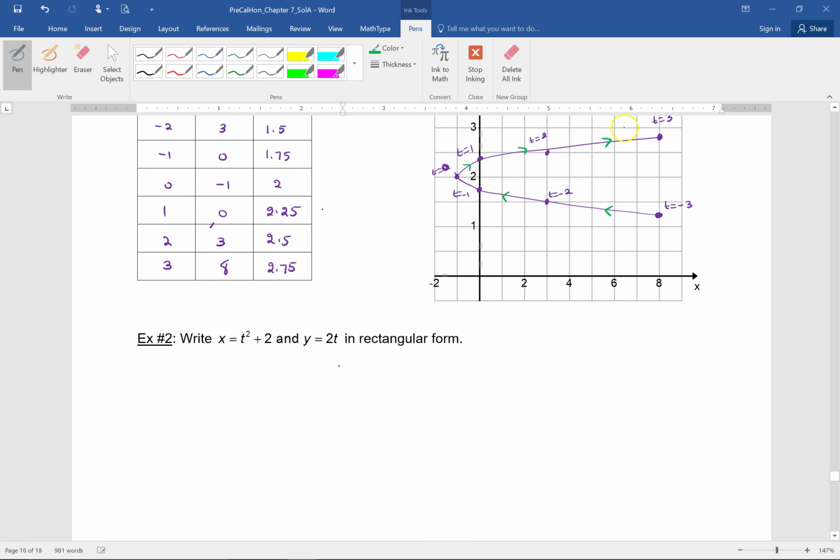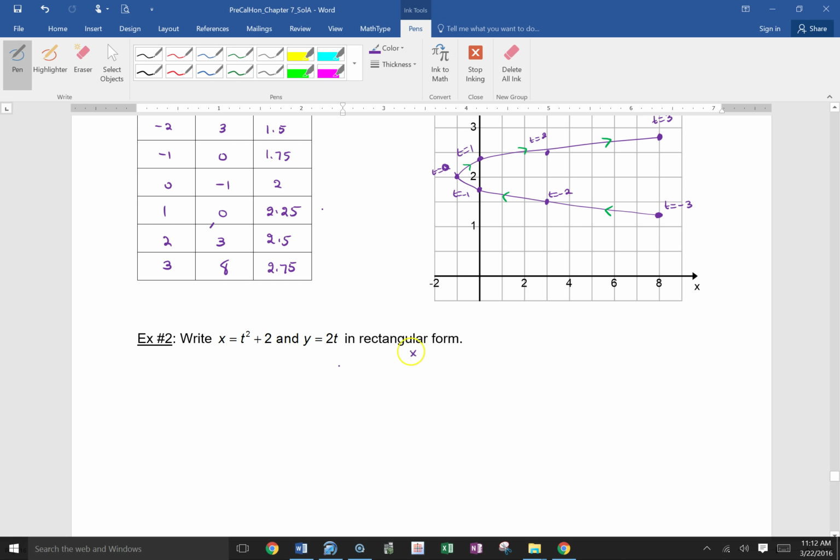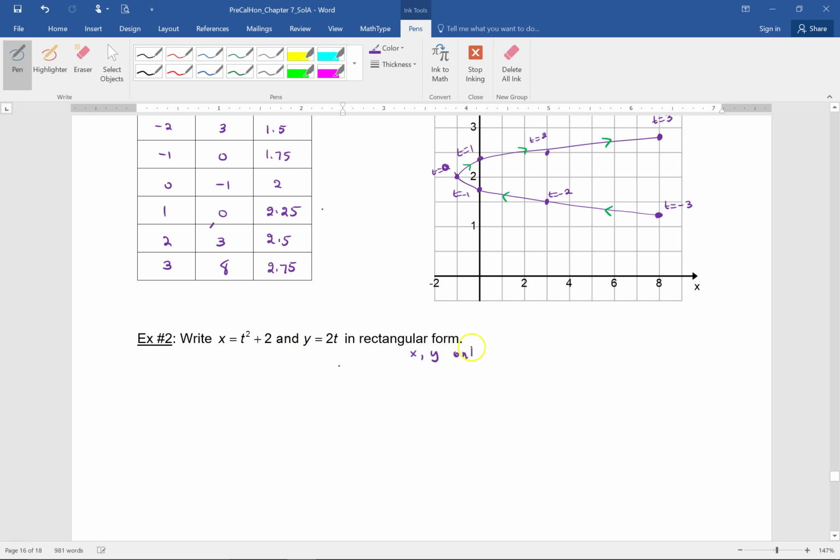Now, here it says to write these two equations in rectangular form, right? Rectangular form meaning in terms of x and y only. That means which variable is going to get cut out here? t needs to go away, okay? So what we're going to do is solve one of these for t and substitute into the other one, okay?